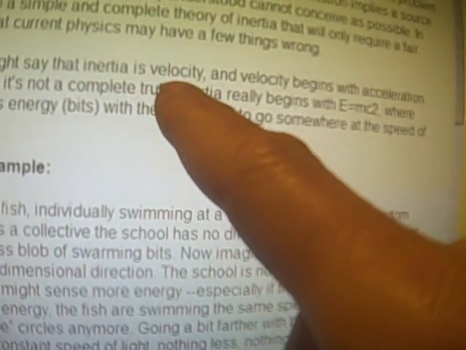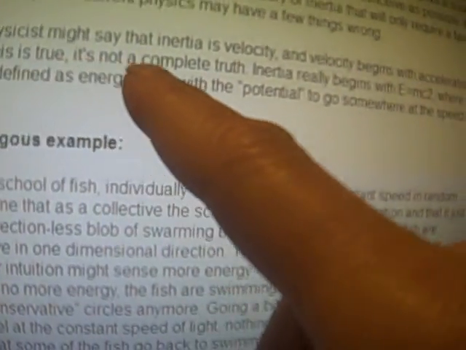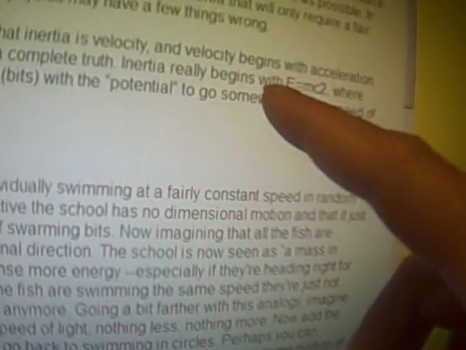But anyway, what did I want to get to? All right, so the idea is the idea of inertia, velocity, right? And what I do is I compare it. I say, well, basically, this sentence is pretty good. An average physicist might say inertia is velocity, and velocity begins with acceleration. While I agree this is true, it's not the complete truth. Inertia really begins with E equals mc squared.